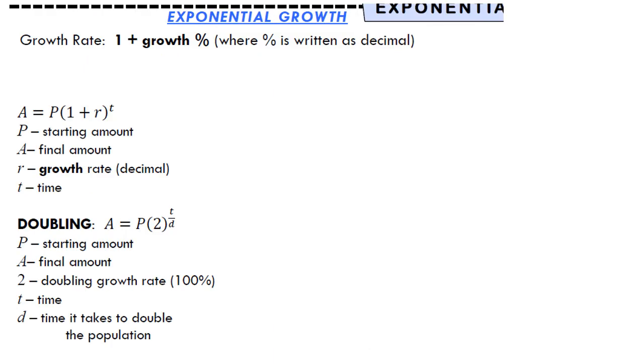The last couple of lessons we worked on modeling, which just means word problems. And I gave you a general form of an equation. So we're going to start with growth. P is the starting amount, A is the final, R is the growth rate as a decimal, and T is time. And I'm just going to come up with a fictitious example here.